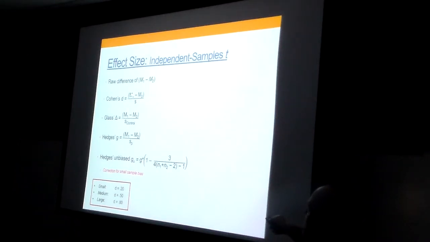What Cohen is recommending is we take the mean of sample 1 minus the mean of sample 2 over the standard deviation. Okay? What's maybe the concern with that? Why might this be confusing in an independent sample t-test? What do you think, Alex?